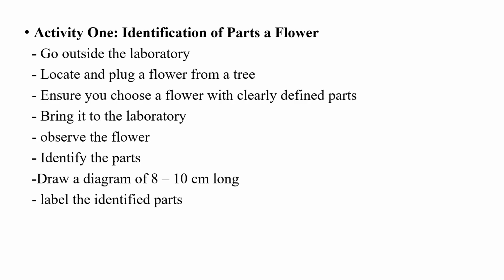Then what you are going to do, or how you are going to go about it, is you go outside, look at a tree, and pluck a flower. Make sure that the flower has clearly defined parts, that means the parts are fine and complete. You bring that to the lab, you observe the flower, you identify the parts, and you draw a diagram 8 to 10 centimeters long, and you label the parts.